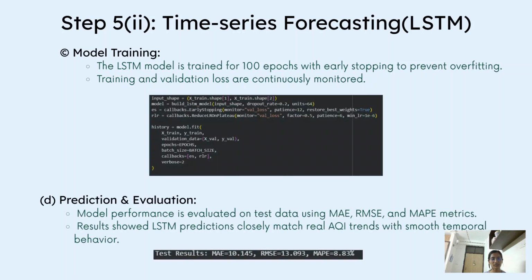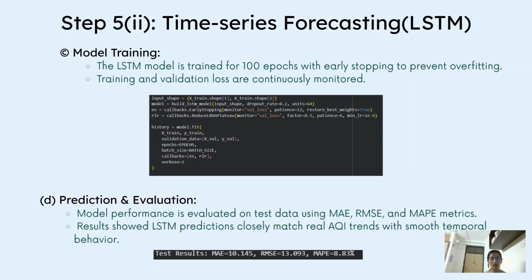Now this is the training part. Our LSTM model has one LSTM layer of 64 units. Dropout is 0.2, and we trained for 100 epochs with early stopping to prevent overfitting.